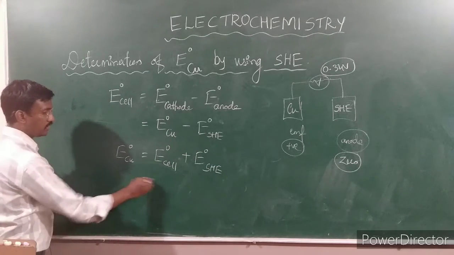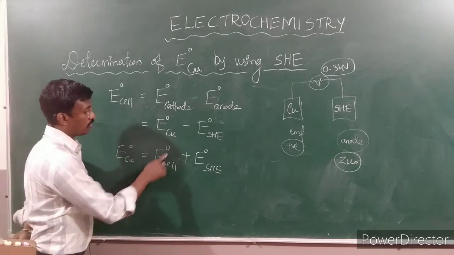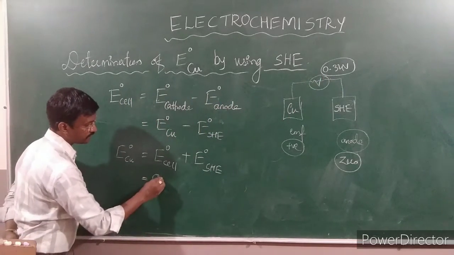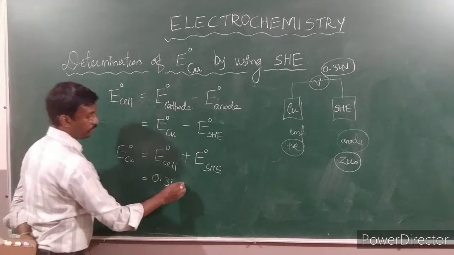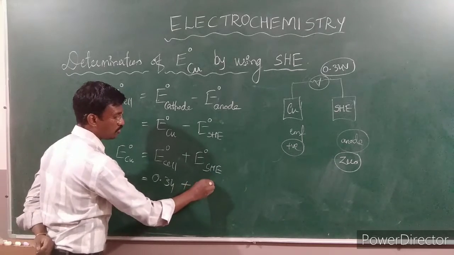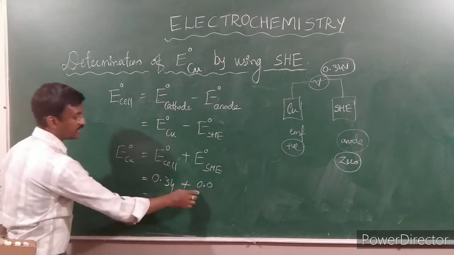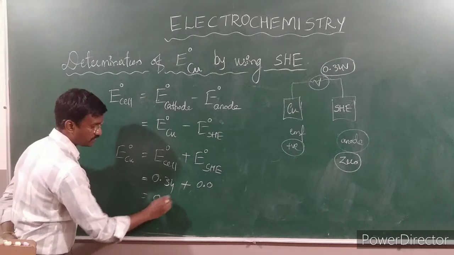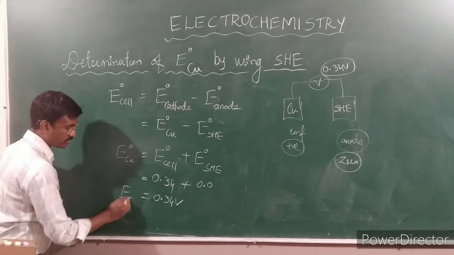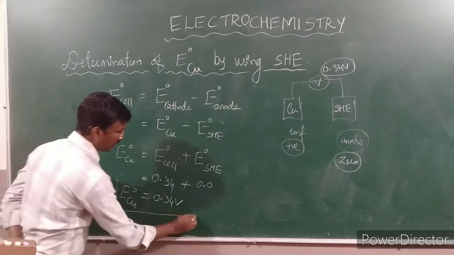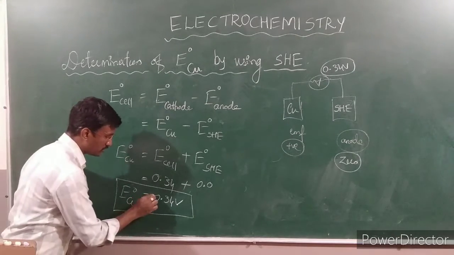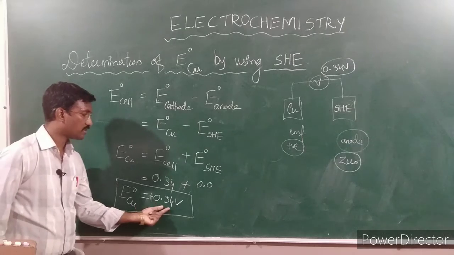Got it? Look here. The observed value of the electrode potential of the cell is 0.34 volt, plus the standard electrode potential of the SHE, which is 0.0 volt. By adding these two, we again get 0.34 volt. This is the electrode potential of standard copper. Therefore, the standard electrode potential of copper has a positive value: positive 0.34 volt.